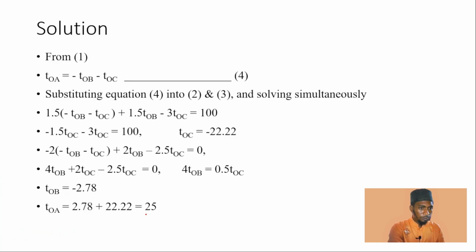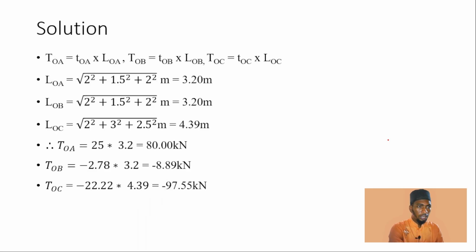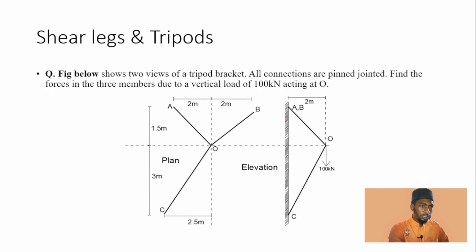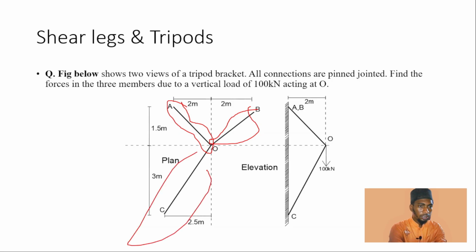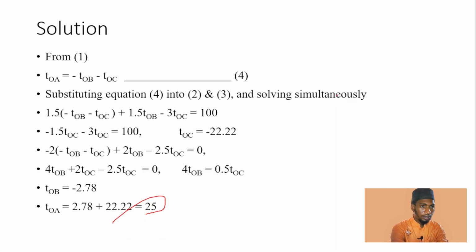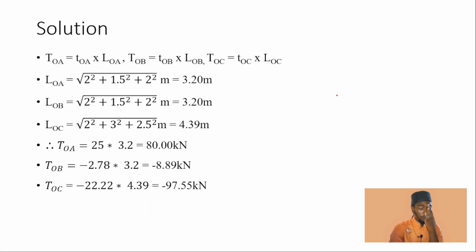Now we have all the tension coefficients, so let's go and get our tension. The formula for the tension is tension coefficient times length. And if you look at this, none of these is a vertical line, none of this is a normal line. They are all inclined. So since they are inclined, definitely we need to calculate the length.